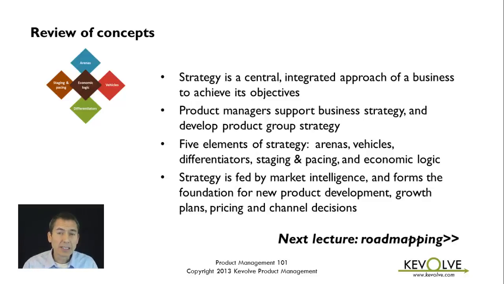All right, so let's review the concepts of this lecture. We talked about strategy, that strategy is a central integrated approach of a business to achieve its objectives. Product managers support the creation of an overall business strategy, and they help develop and lead development of a product group strategy. There are 5 elements of strategy: the arenas, the vehicles, the differentiators, the staging and pacing, and economic logic. And strategy is fed by the market intelligence work that we do as product managers, and it forms the foundation for much of the product management work around new product development, growth plans, pricing, and obsolescence.